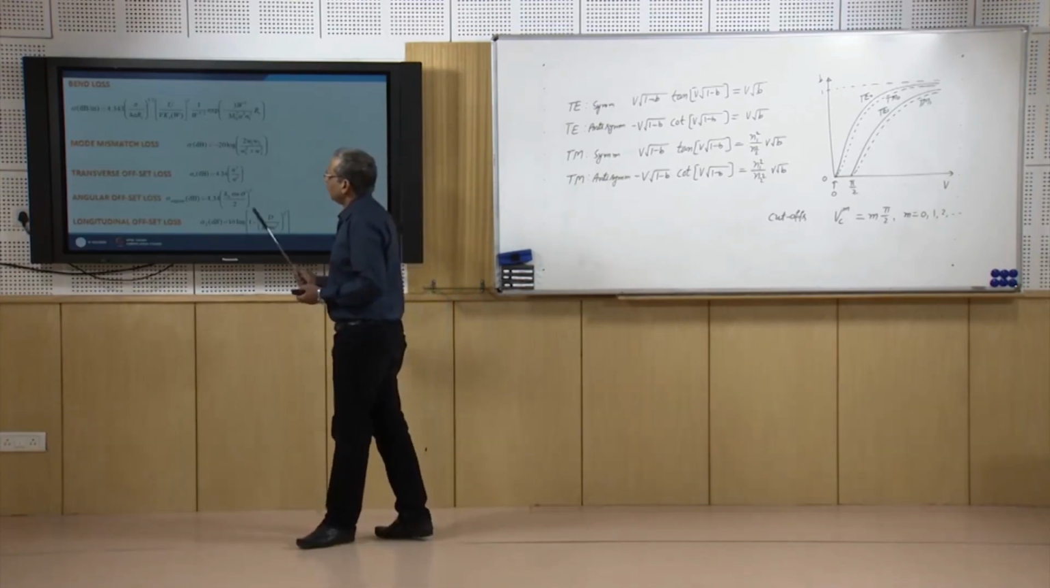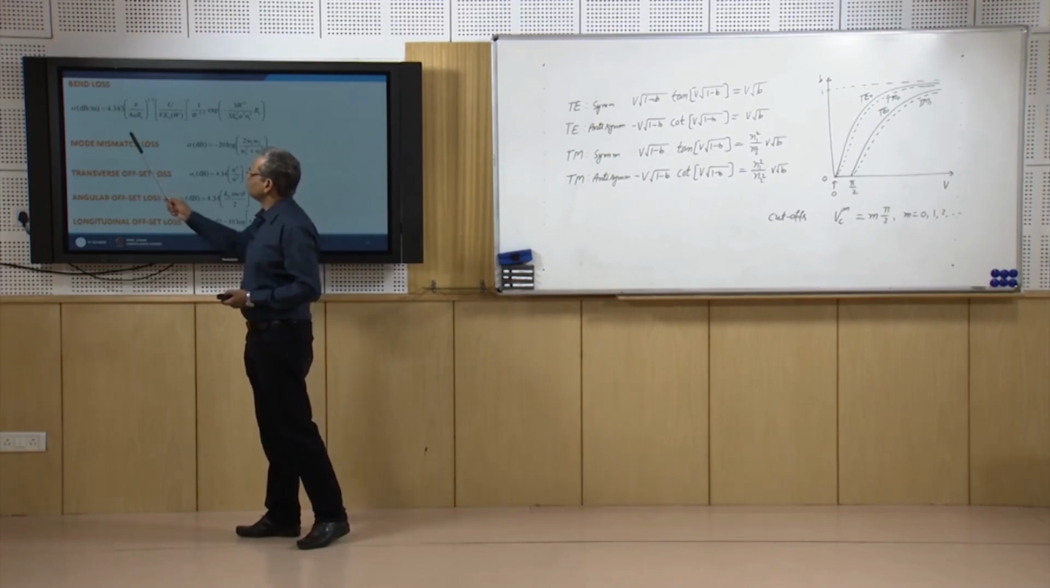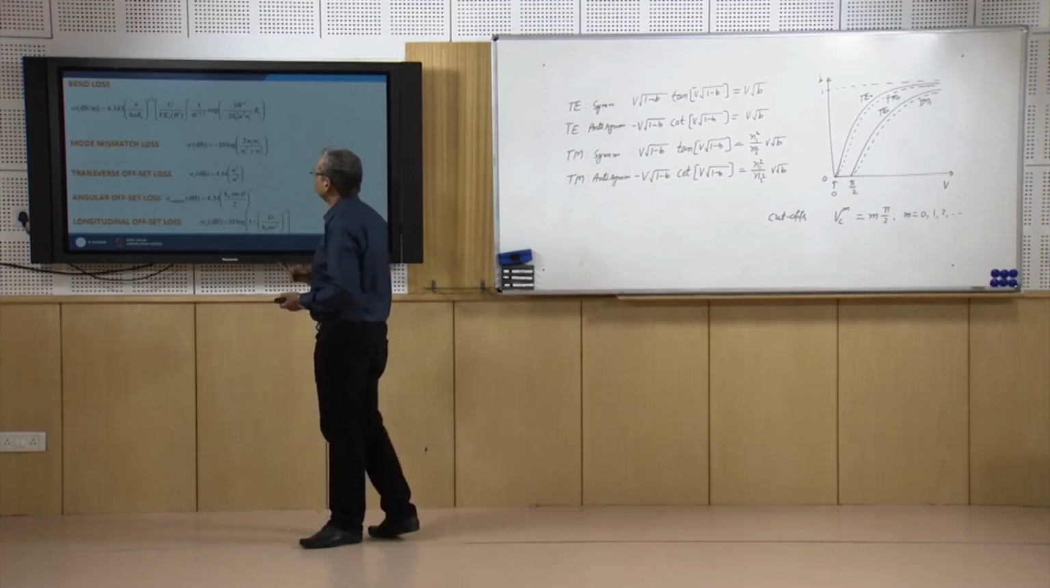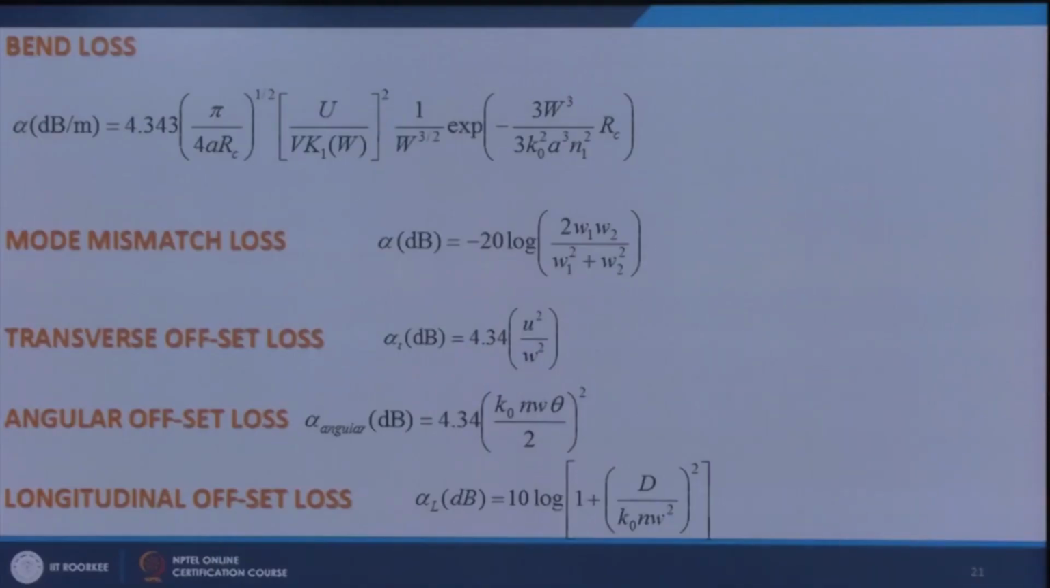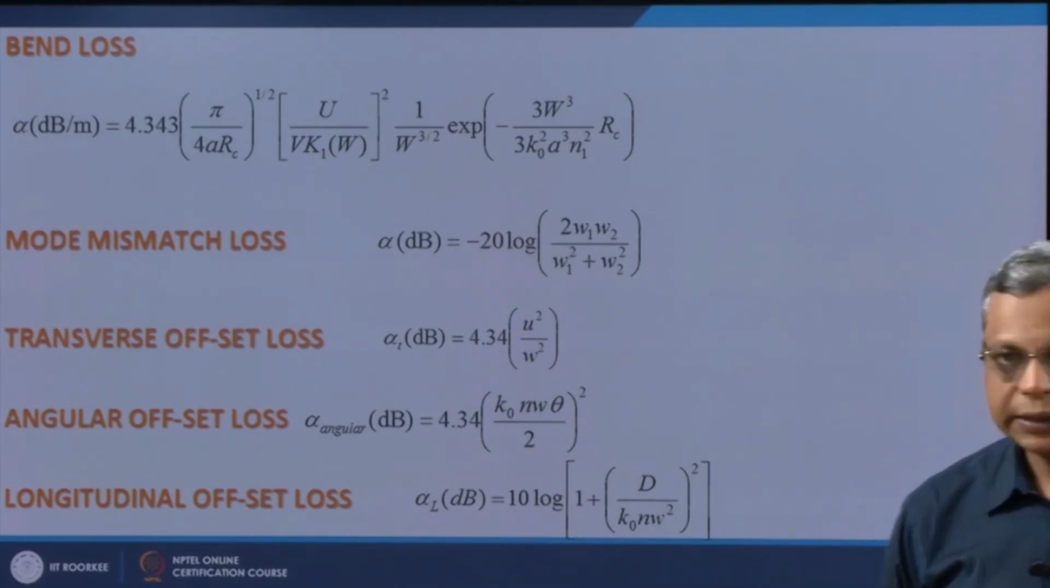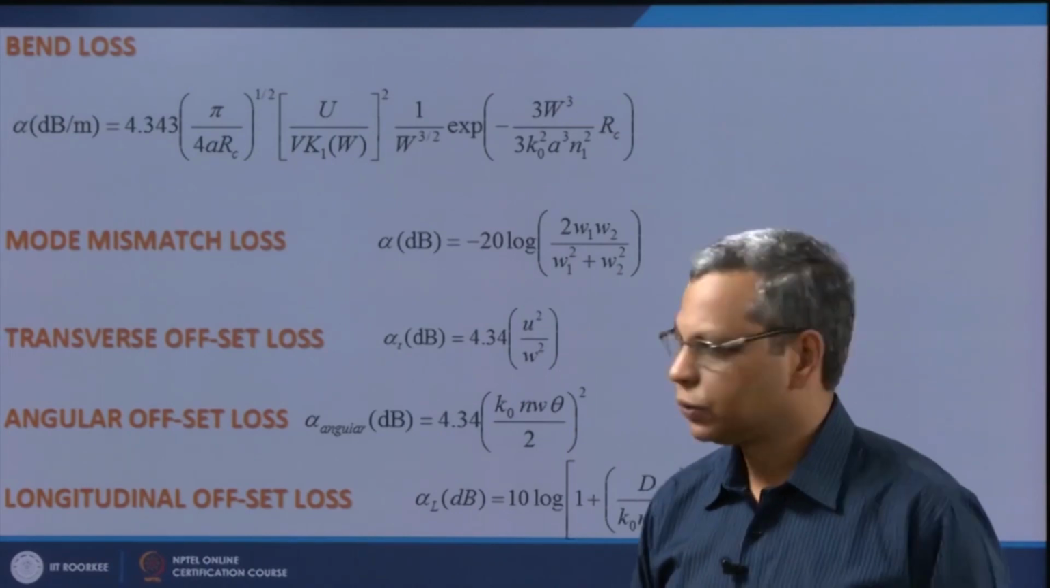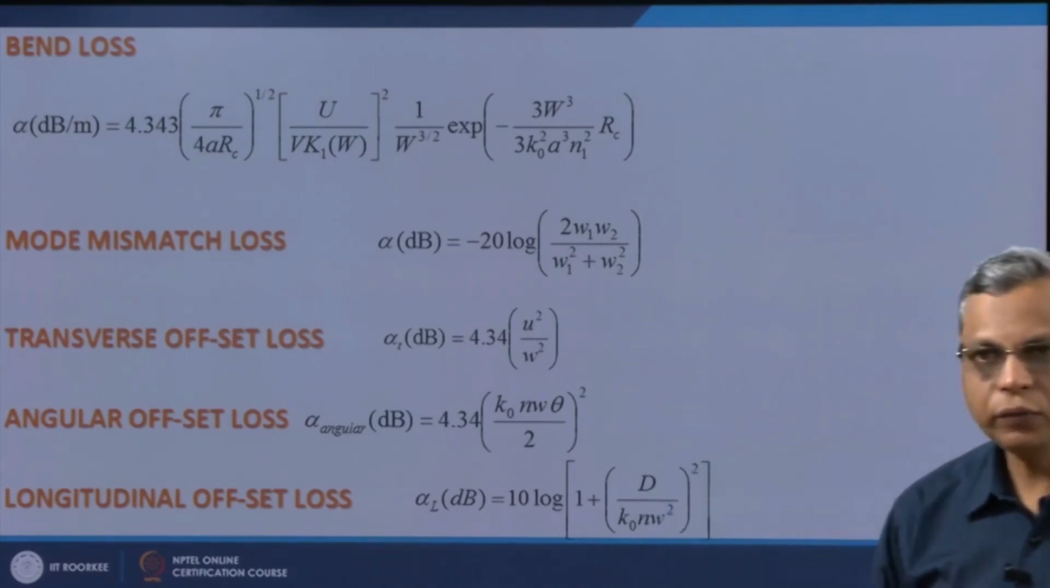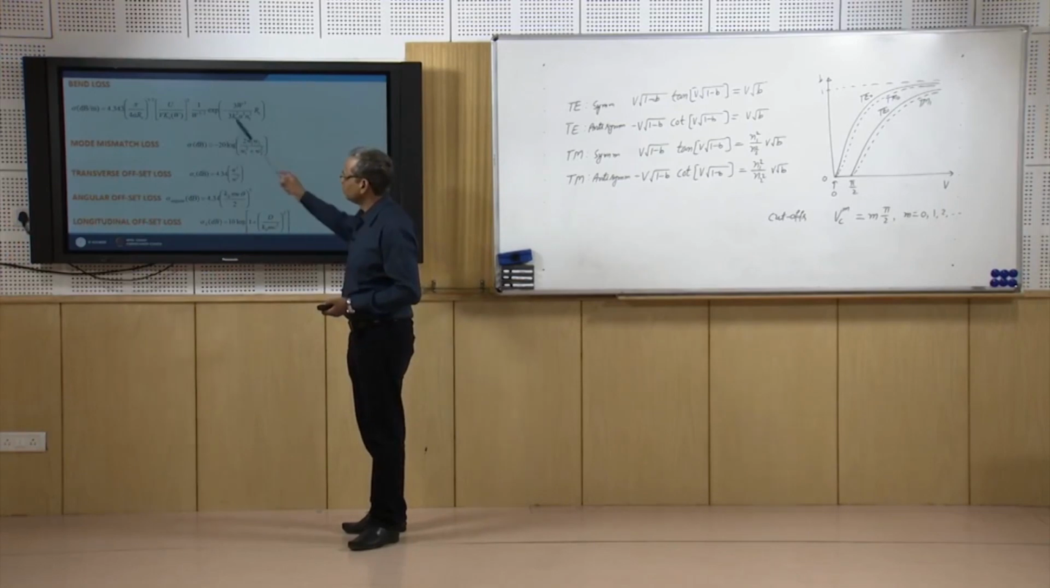Then another important parameter for a single mode fiber is its bend loss. So bend loss is given by this. Then there are instances where we need to join two fibers together, and when we join two fibers together, there would be losses.